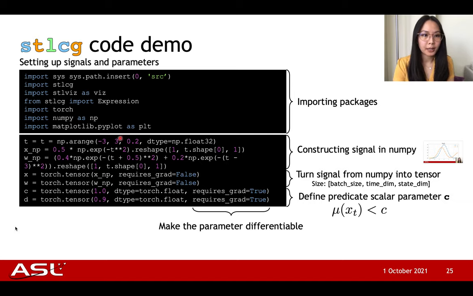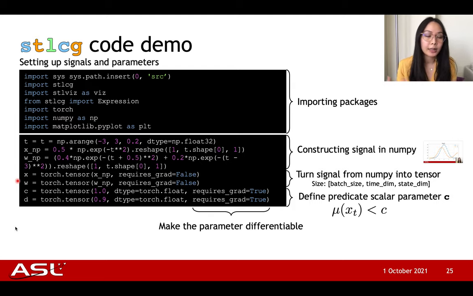In this code snippet on the top, we are just importing the relevant packages. On the bottom, we are constructing the signals that we are going to use for the STL formula. And so the first three lines are just defining a signal using NumPy. What this signal looks like is not very important, as this is just a toy example. But what is important is that we need to turn these signals into PyTorch tensors, shown here in the X and W.